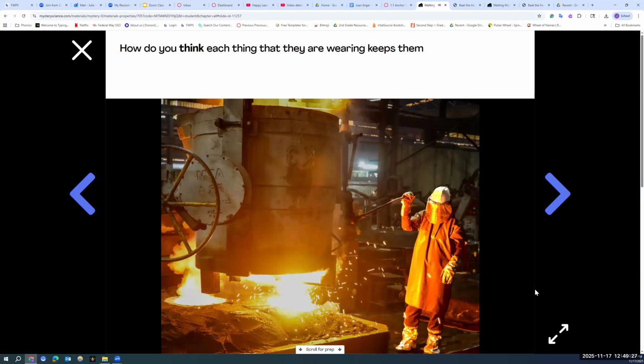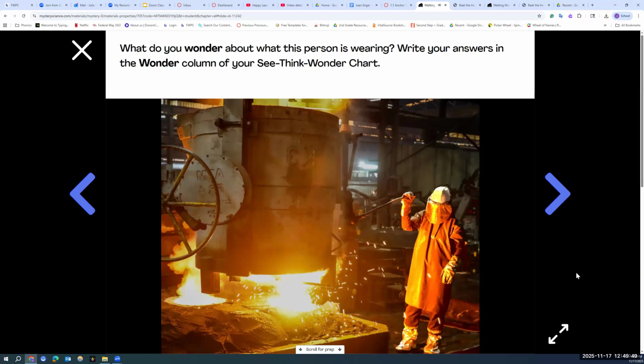How do you think each thing that they are wearing keeps them safe? Write down your thoughts in your Think column of your See, Think, and Wonder chart. What do you wonder about what this person is wearing? Write it in your Wonder column.